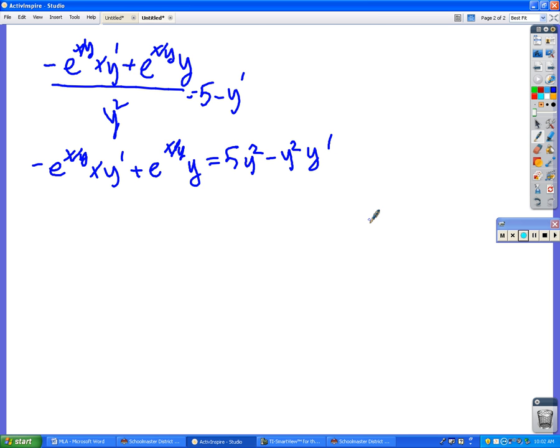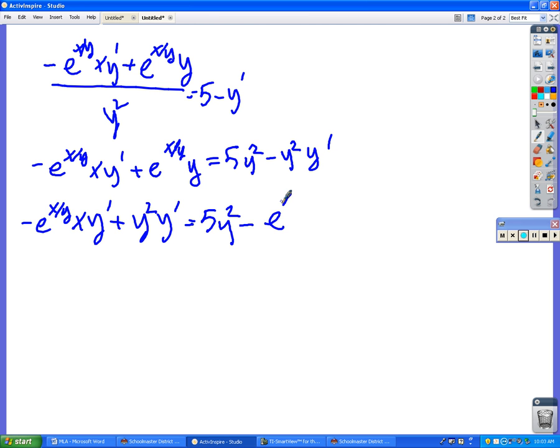Add the one. Yep, we're making all the y primes now on the left and all the non-y primes on the right. So negative e to the x over y times x y prime, this moves over there as plus y squared y prime equals 5y squared minus e to the x over y like that. And then factor out the y prime and divide, so my final answer is going to be this stuff over negative e to the x over y x plus y squared.